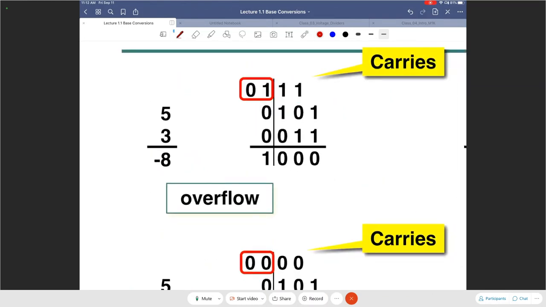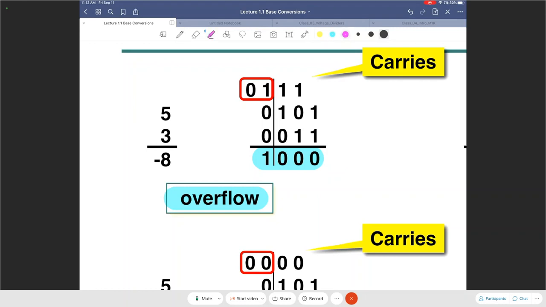So 5 plus 3. What did you expect the answer to be? +8. But what did you get? -8. That means overflow has occurred. So you wanted +8, but you got 1000, which actually means it is -8 in 2's complement form. So remember, the numbers are represented in 2's complement form. The answers are also represented in 2's complement form. All are in 2's complement representation: 5, 3, and the answer. In this case, an incorrect answer, invalid answer.